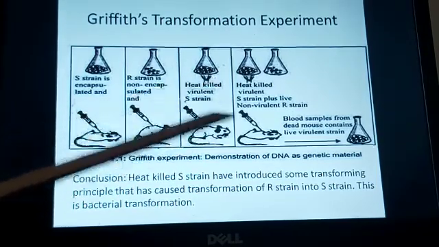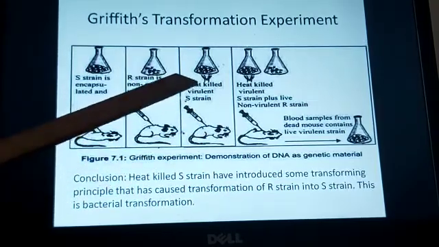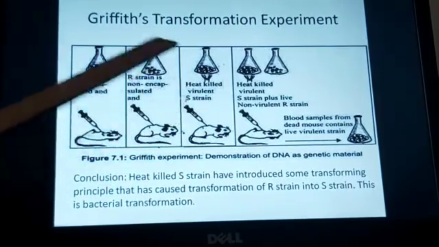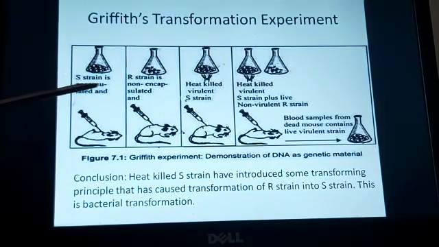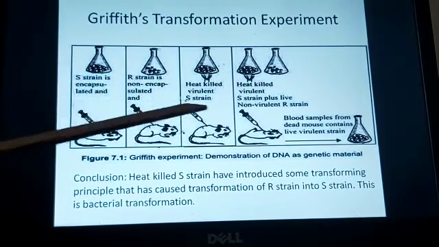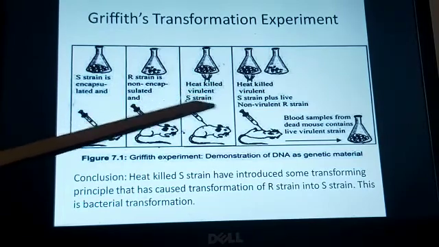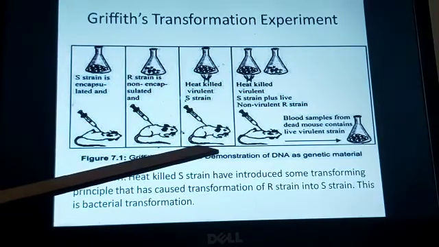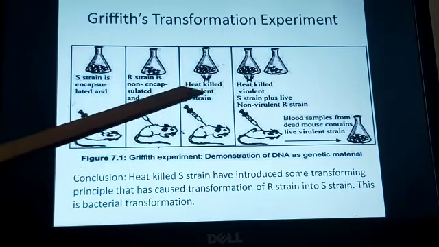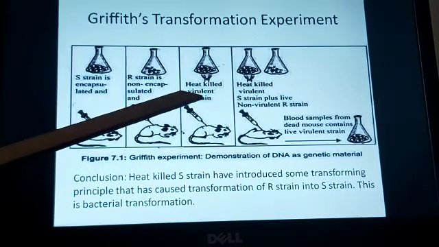Now in the third experiment, he took heat killed S strain, meaning this strain which he has heated. That's why you call this the heat killed S strain. The heat killed S strain is inoculated in the mice, and this mice survived. Nothing happened to this because the S strain is killed by heat.